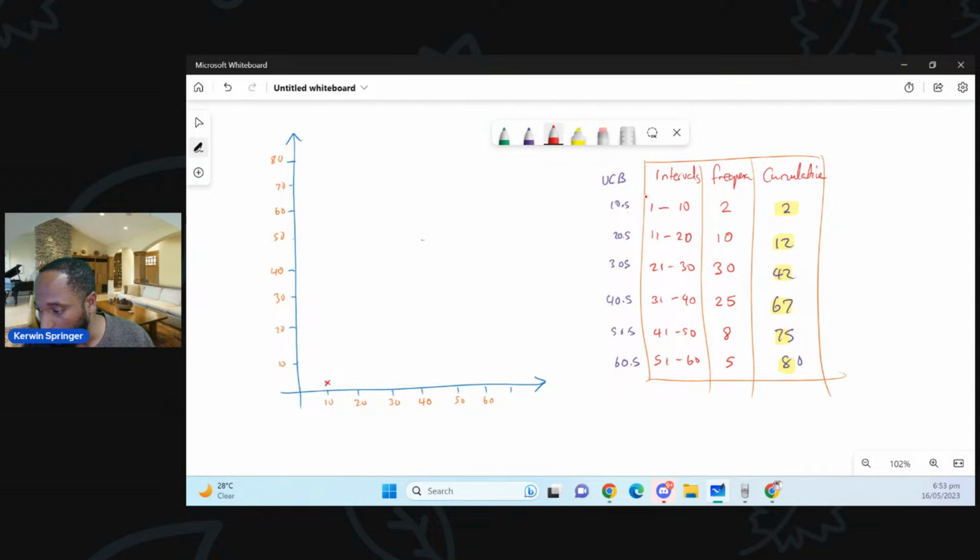And of course, the lowest possible value is 0.5, and that'll be 0. So you put that there one time. But let's go on with the rest. So 20.5, 12. 20.5, 12 is about there.